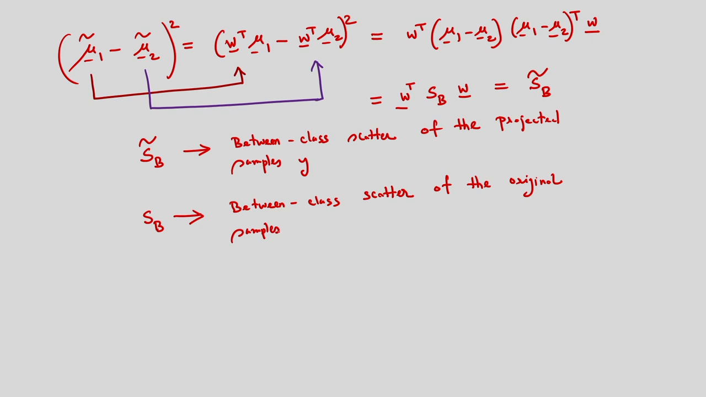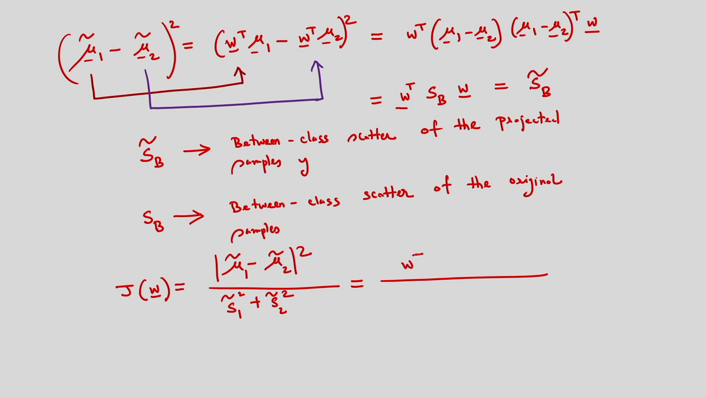Original samples means X. So we can determine the within class scatter matrix and also the between class scatter matrix. And based on this we can determine the criterion function, that is the criterion function J(W), already we have defined. So this (mu 1 tilde minus mu 2 tilde) whole square, and we considered S1 tilde square, S2 tilde square, and which can be represented like this.